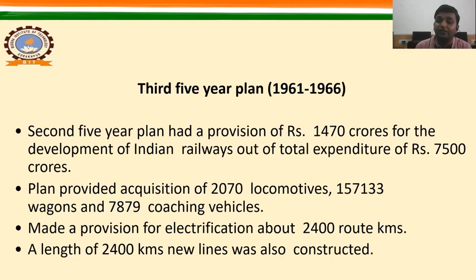There was a provision made for the electrification of about 2,400 route kilometers. A length of 2,400 kilometers, and new lines were also constructed. So this phase actually saw a significant achievement in the Indian railways, including the electrification as well as the acquisition of different locomotives, wagons, and coaching vehicles.